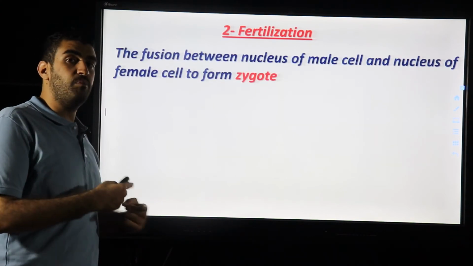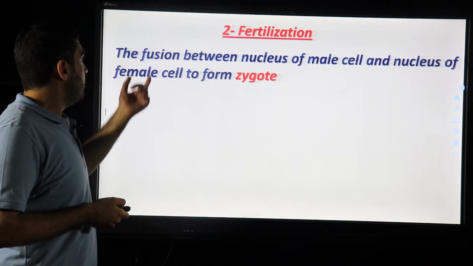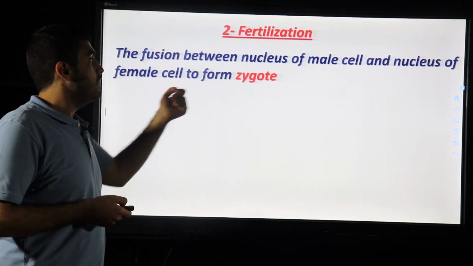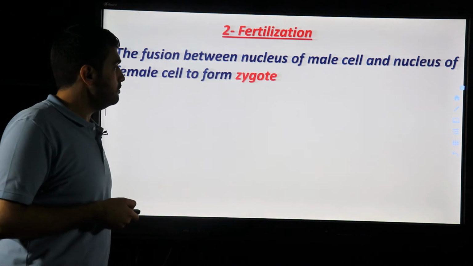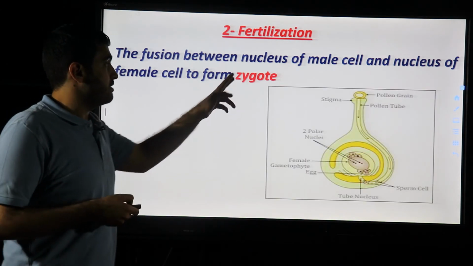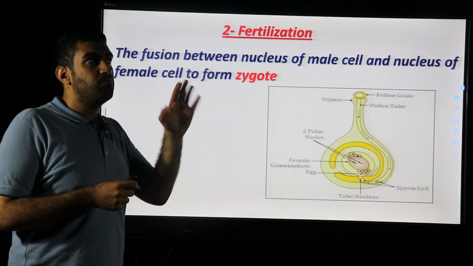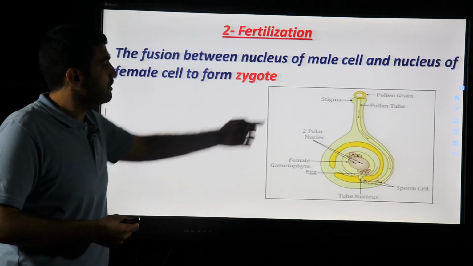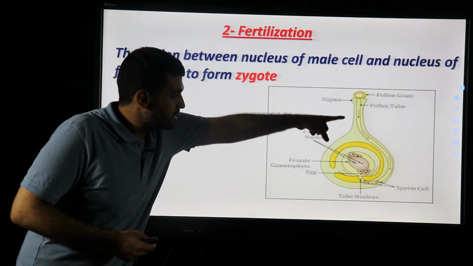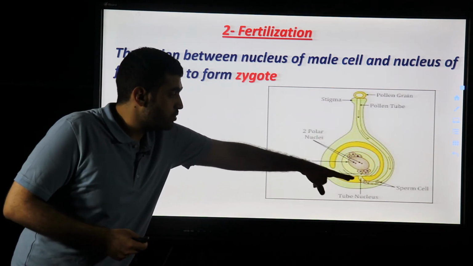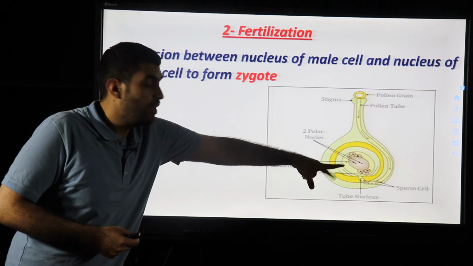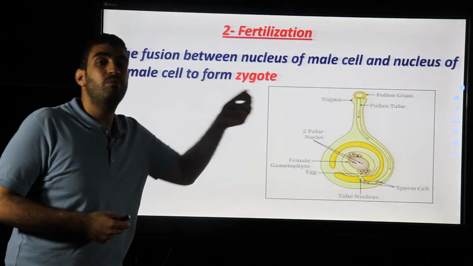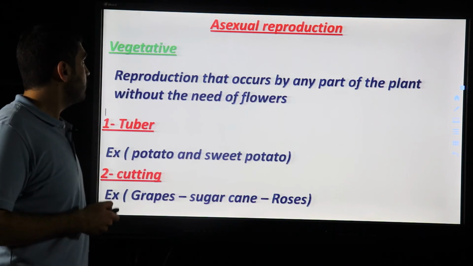Fertilization, the second process after pollination. The fusion between the nucleus of the male cell and the nucleus of the female cell to form a zygote. And zygote means maybe a seed, okay, that we are going to plant later. A pollen grain forms a pollen tube through which two sperm cells or two nuclei will move. One of them will fuse with the ovule and form seeds or zygote.